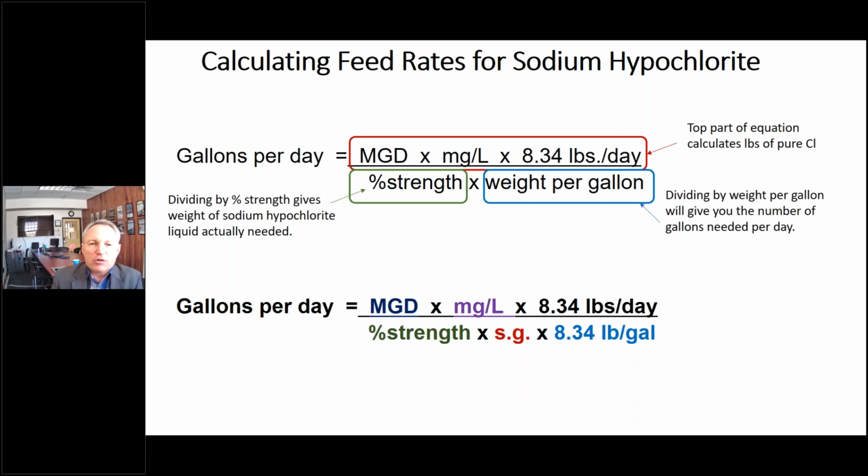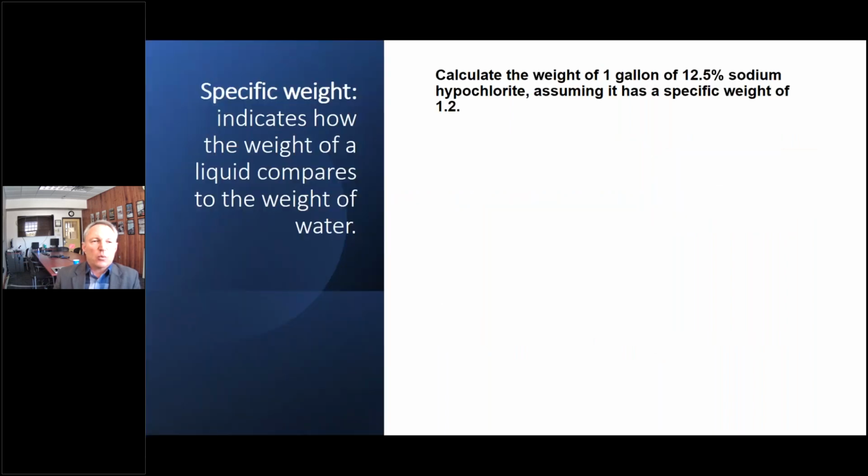And if I expand that out, the weight per gallon is actually the specific gravity times 8.34. The specific gravity times the weight of water gives you the weight per gallon of any liquid chemical. So if we look at the fully expanded equation: mgd times milligrams per liter times 8.34, divided by the percent strength as a decimal times the specific gravity times 8.34 pounds per gallon. And let's try that out on a problem. And that specific gravity times 8.34 is the weight per gallon because specific gravity is based on water. The specific gravity of water is 1.0.